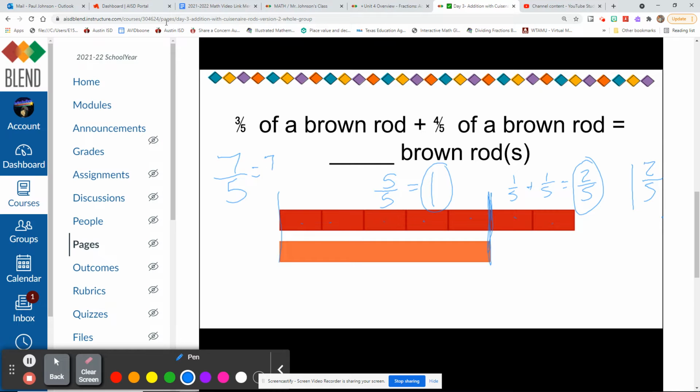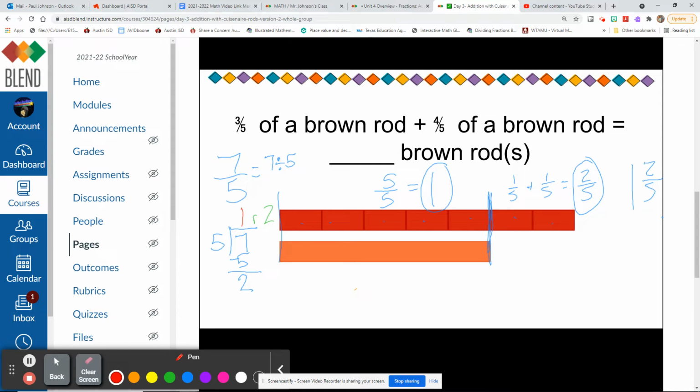So 7/5 is the same thing as 7 divided by 5. So let's go ahead and take 7 and divide it by 5. 5 goes into 7. I'm going to do this in different colors one time. And then 5 times 1 is 5. So 7 minus 5 is 2. That's my remainder, 2.